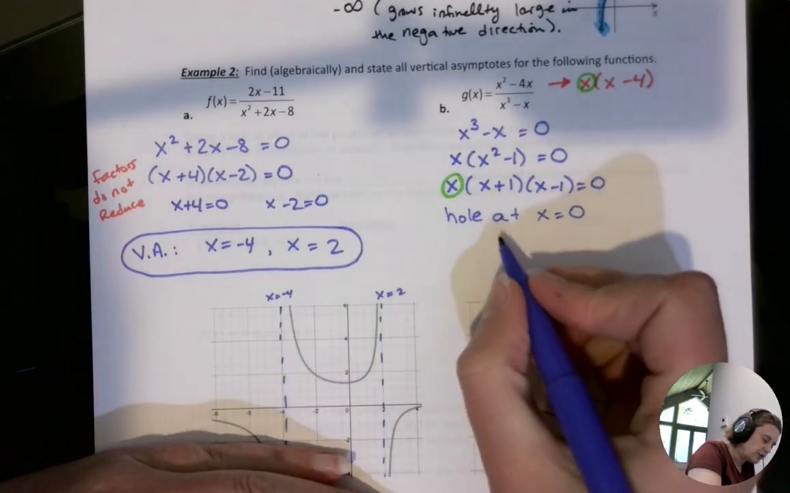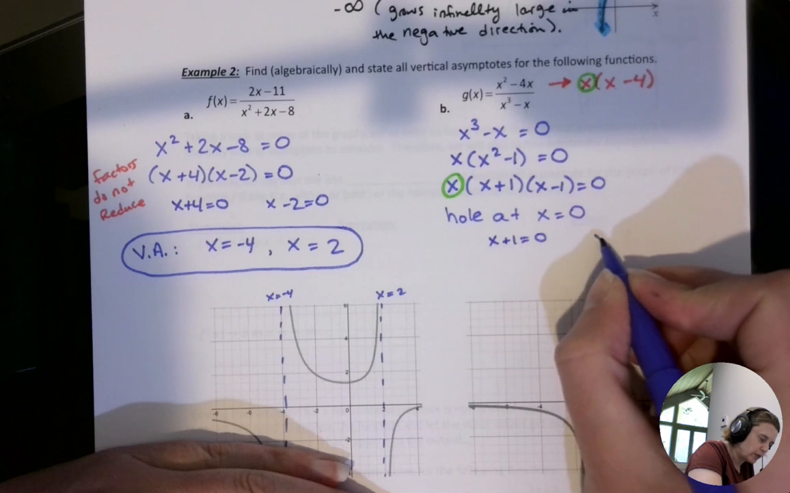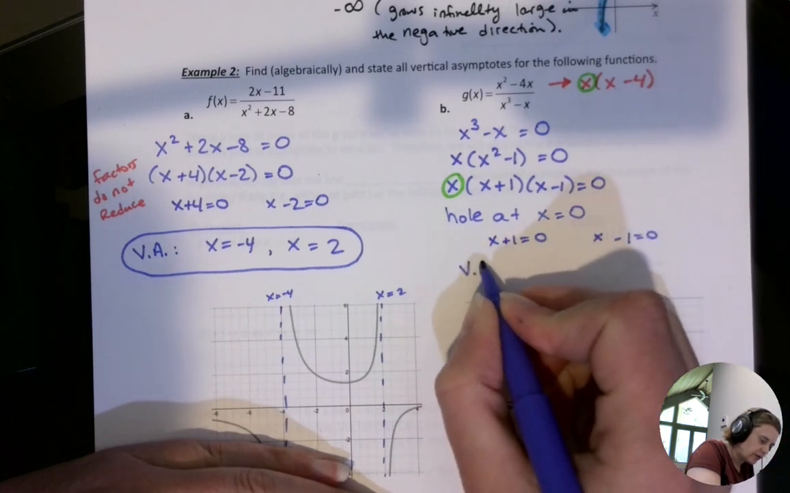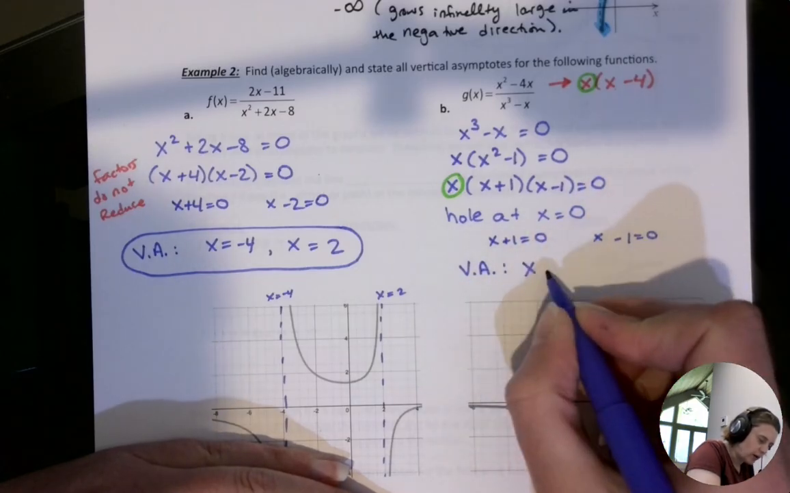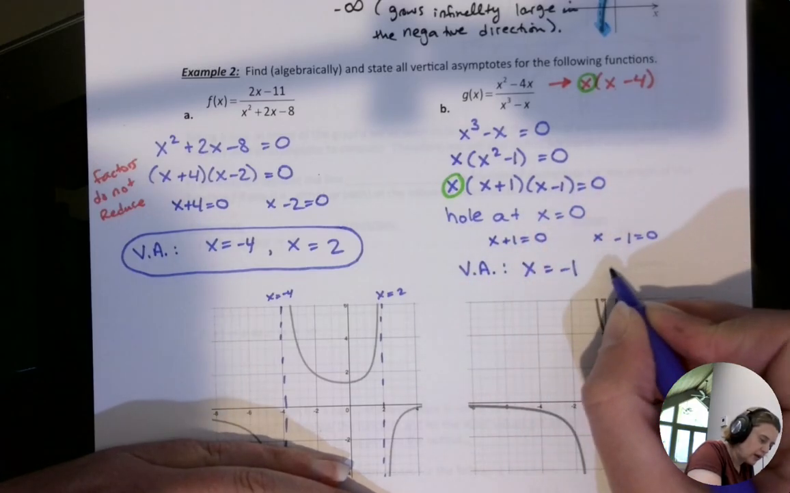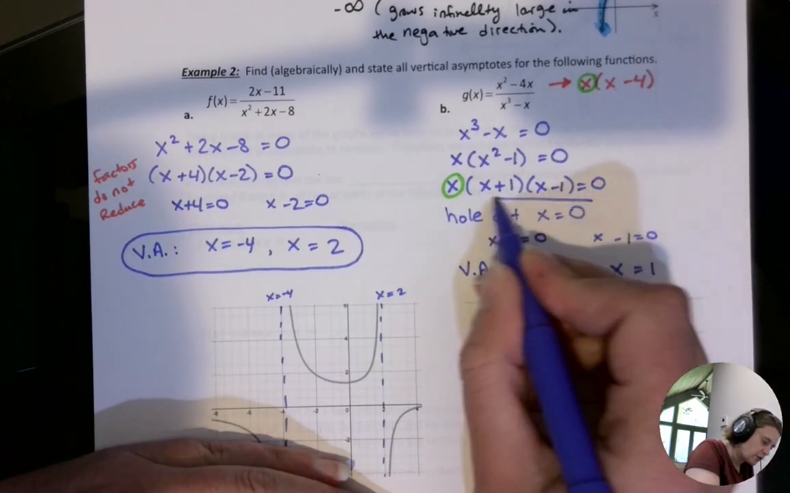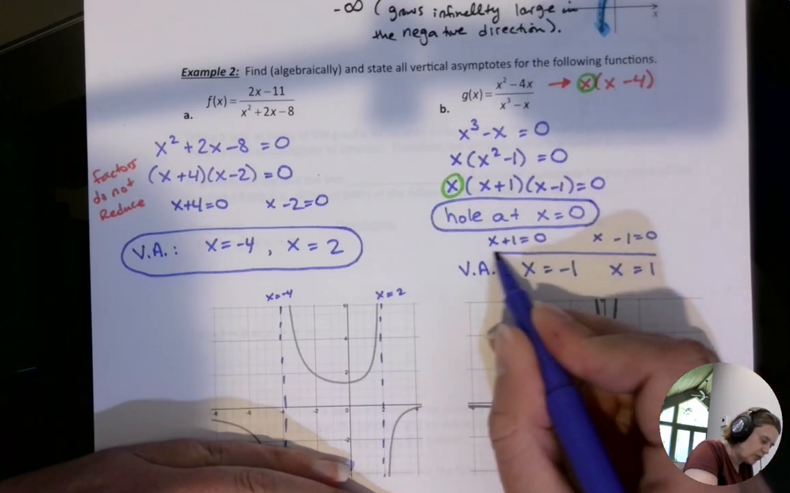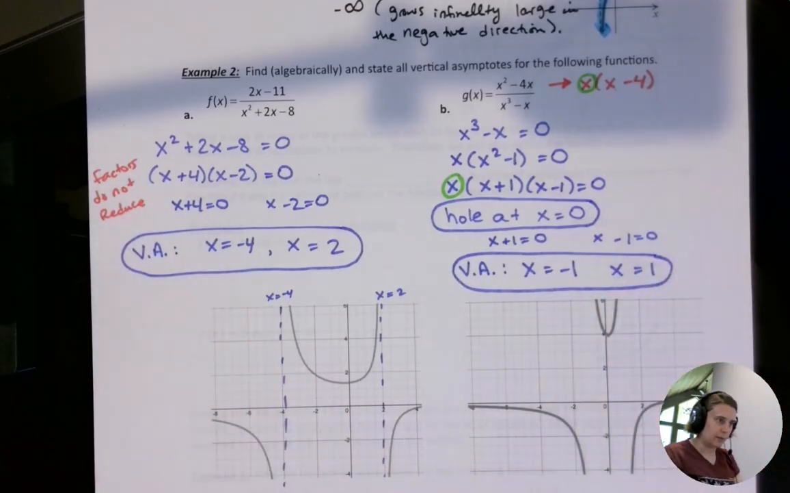And those other two factors that don't reduce, x plus 1 equals 0 and x minus 1 equals 0. If I solve those, it's going to give me the locations of the vertical asymptotes. Subtract the 1, x is equal to negative 1. Add this 1, x is equal to positive 1. So there's going to be a hole at x equals 0, and there are going to be two vertical asymptotes at x equals negative 1 and positive 1.